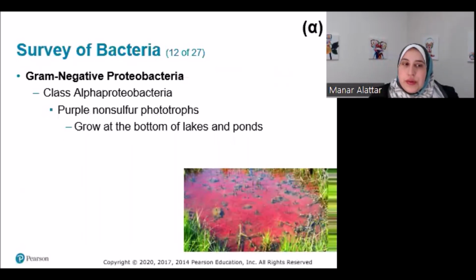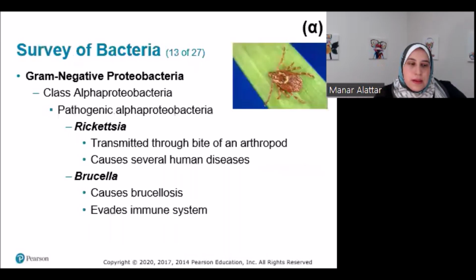Also in the class Alpha-proteobacteria are purple non-sulfur bacteria, which we have talked a little bit about already. These are phototrophic, and they live at the top of mudflats in shallow aquatic systems. There are some pathogens in alpha-proteobacteria as well, specifically Rickettsia and Brucella.